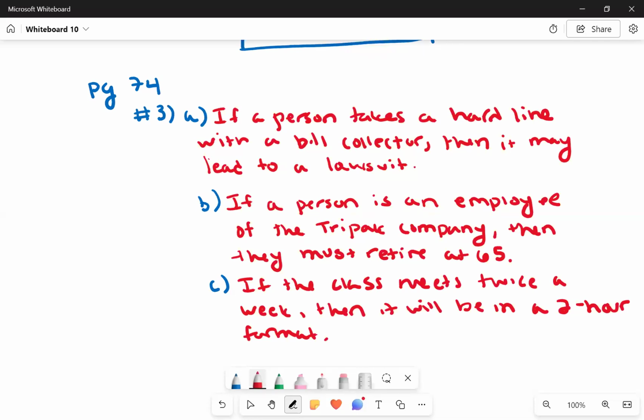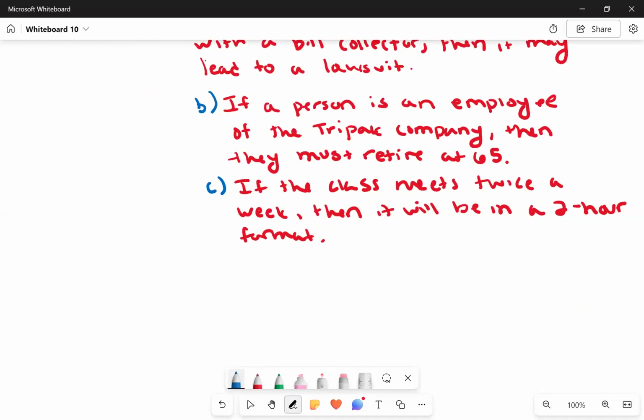Let's go ahead and go into these conditional statements a little bit more. Every conditional statement has 3 related statements.